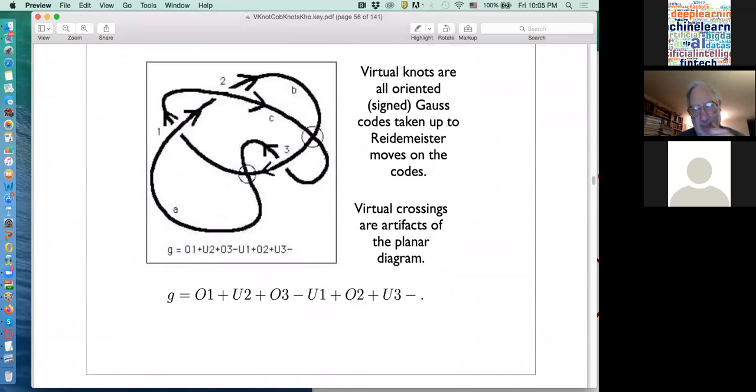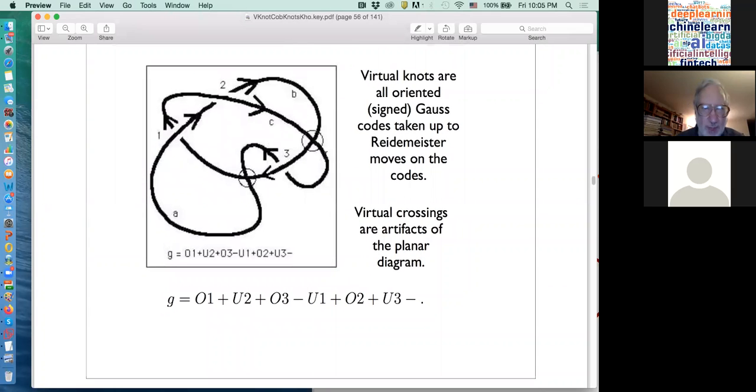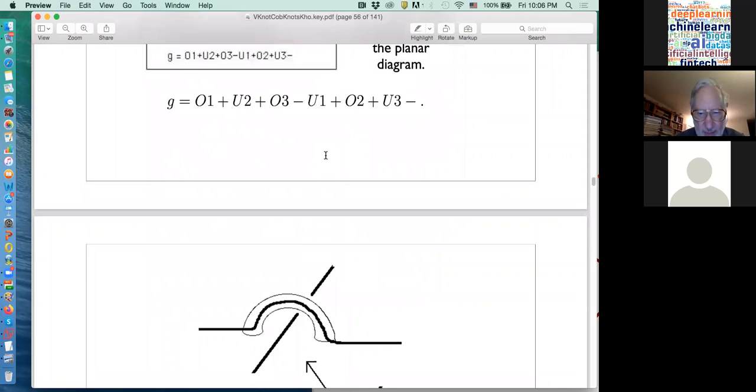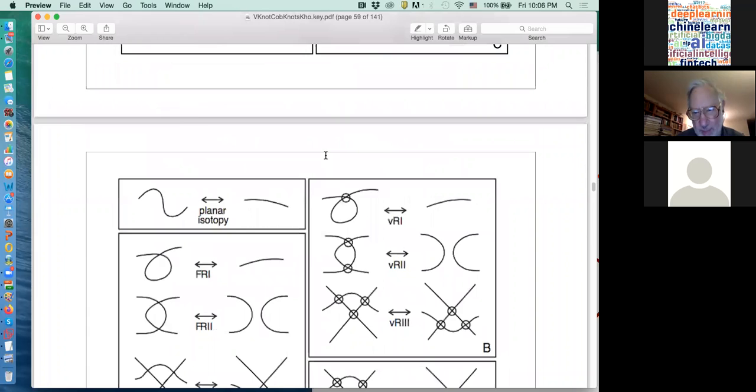And then we studied this knot, and we showed that it had trivial Jones polynomial, and we also calculated that its index polynomial, its affine index polynomial, was non-trivial. We'll come to that. And we talked about handle detours, and of course we talked about these moves.